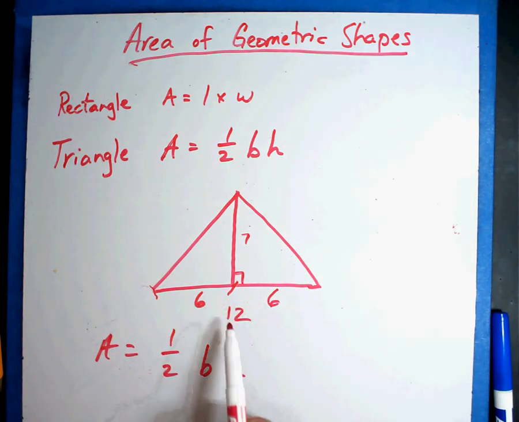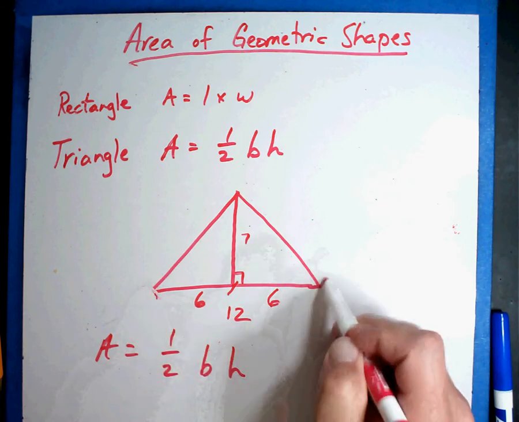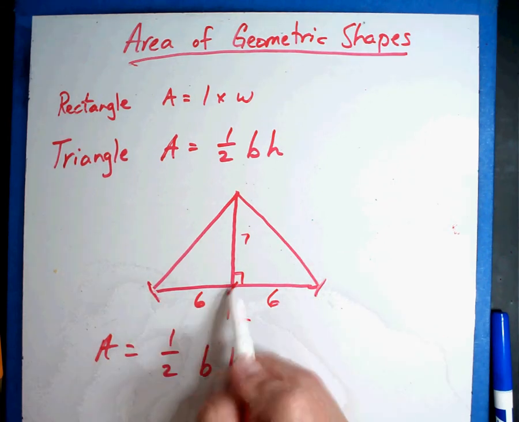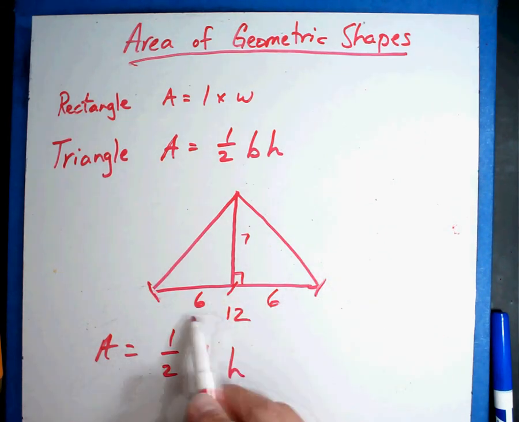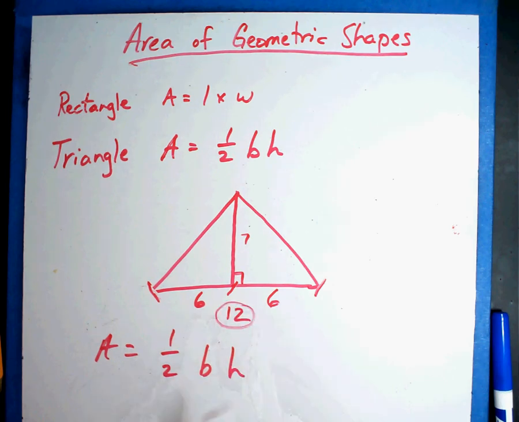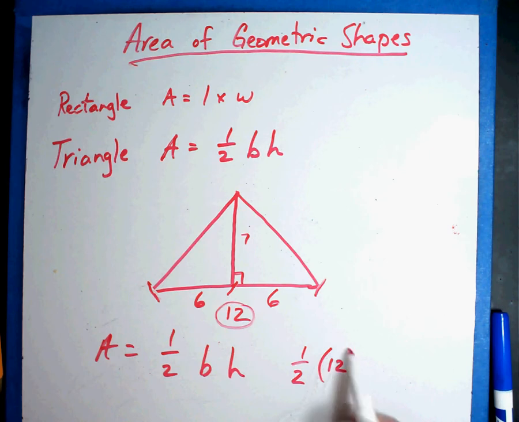So 6 and 6 gives you a total of 12. So they can sometimes give you the total length, and they'll mark it off as the total length is 12. Or if they give you part of it, you know that doubling it gives you the full length. So in this case, we're going to use 12. It's going to be 1/2 the base, which is 12, times the height, which is 7.